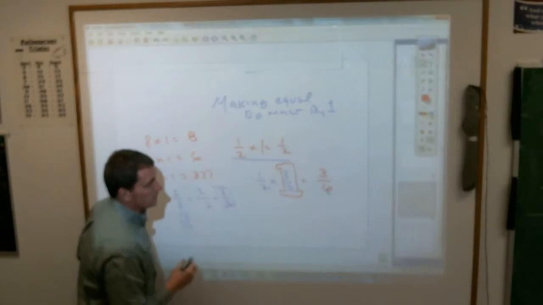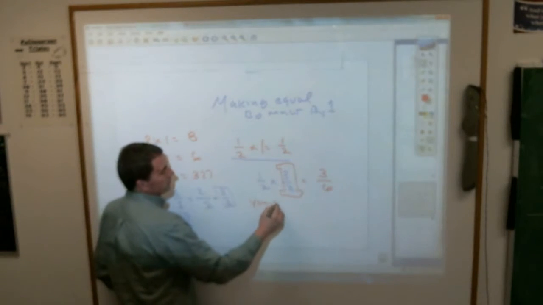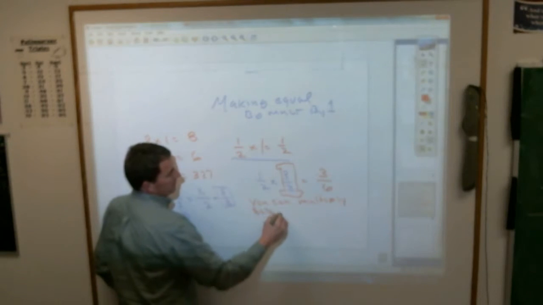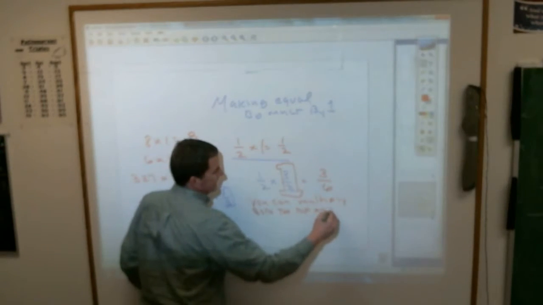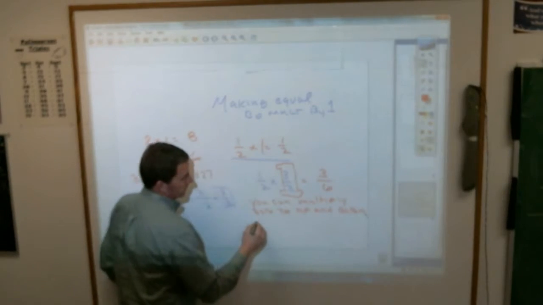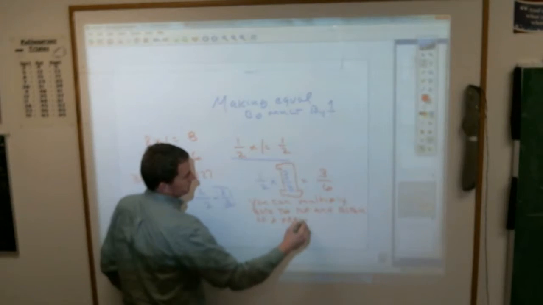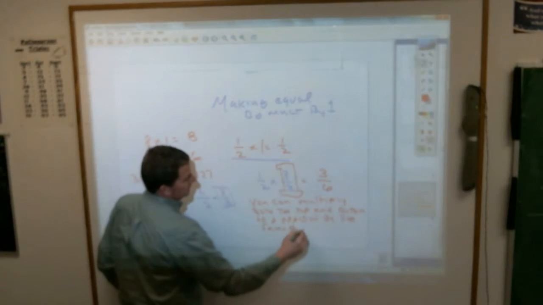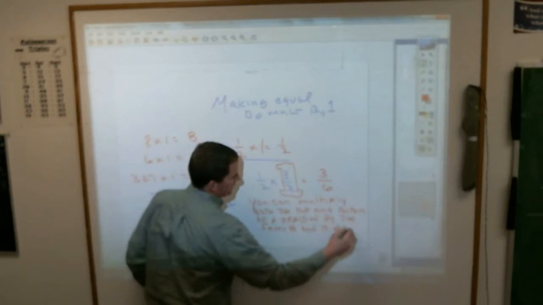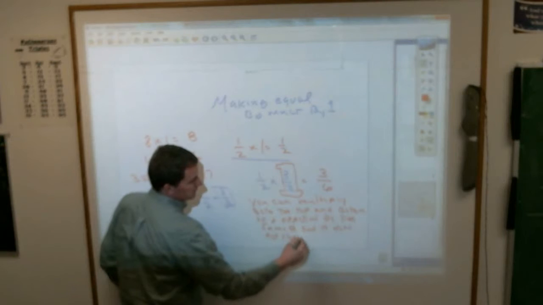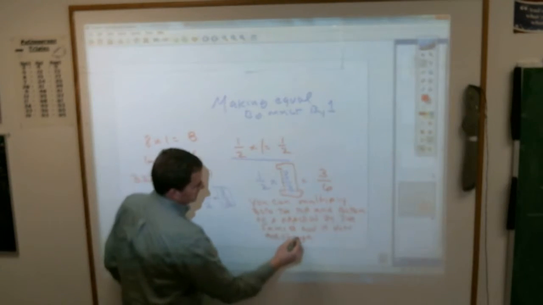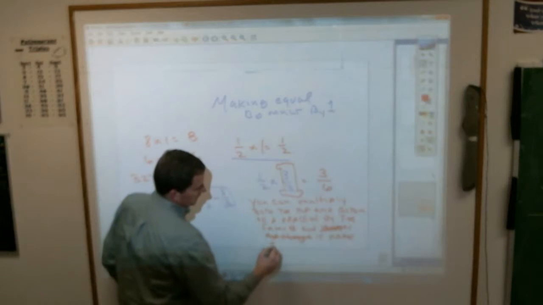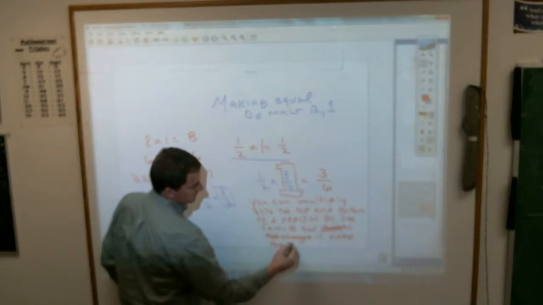It's a little confusing, but the gist of it is this. You don't really have to understand this. If you understand that, write this down: you can multiply both the top and bottom of a fraction by the same number, and it does not change. It makes an equal fraction.